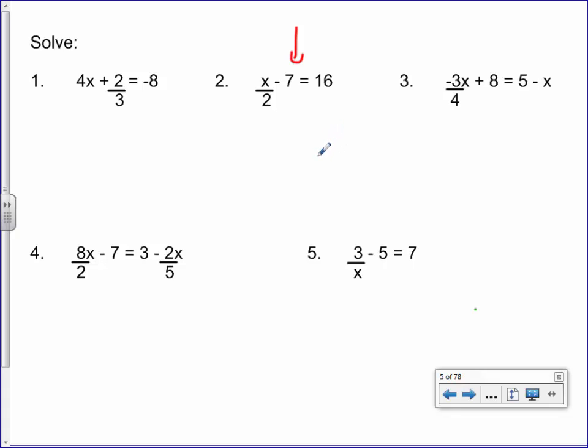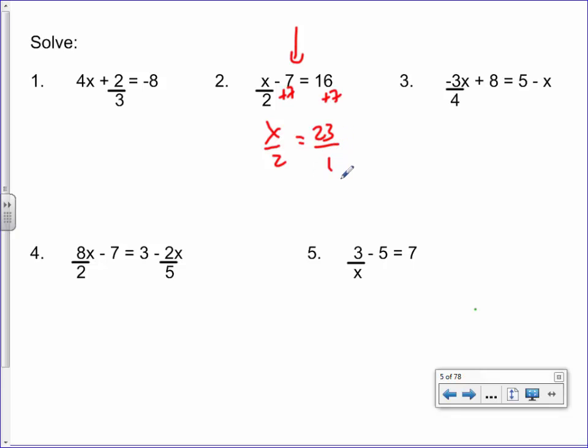Then we cannot just randomly start cross multiplying. Where are my like terms? Which are the two numbers? Sure. So add 7 to both sides, and you'll have x over 2, and it'll equal... Then can you times over 2? Sure, that'll work. If you want to think of cross multiplying, now might be a good time.